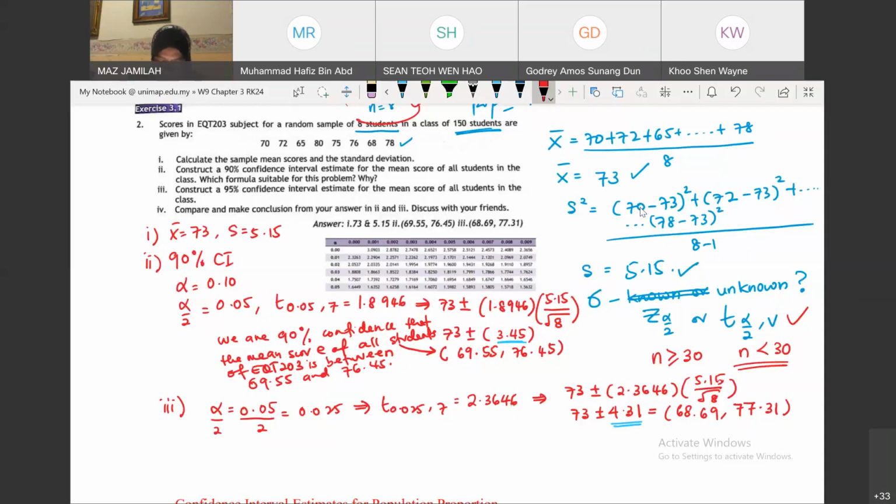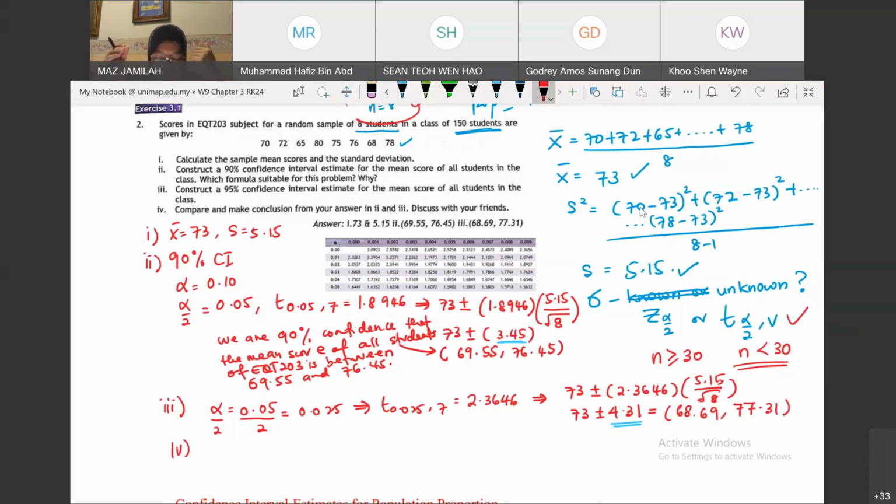So how do you compare? You will need to compare in terms of the interval value. So how do you say that? If you have a larger confidence level, you will have a larger confidence interval. If you have a smaller confidence level, you will have a smaller confidence interval.